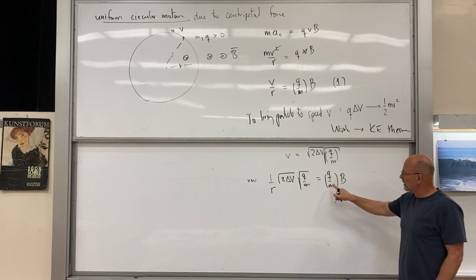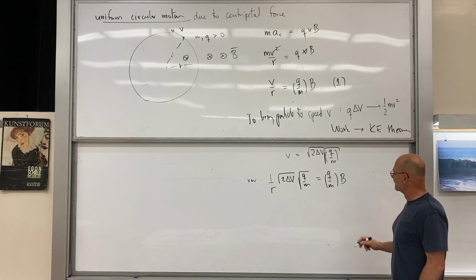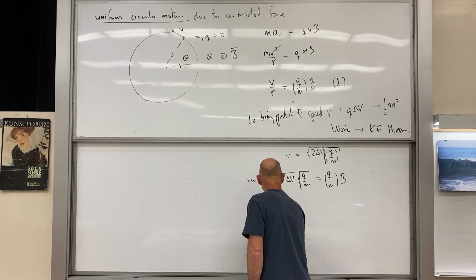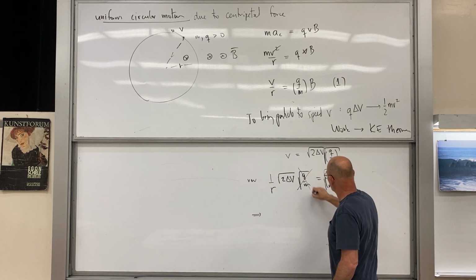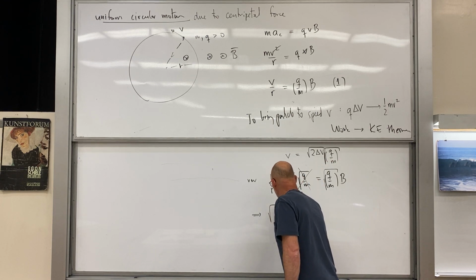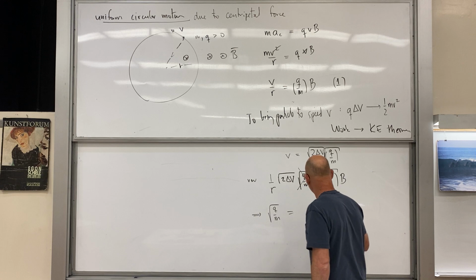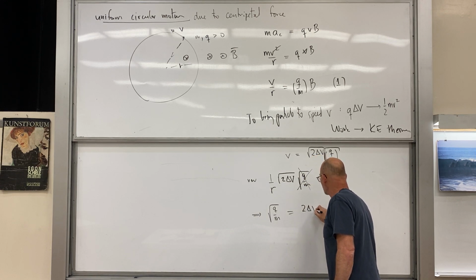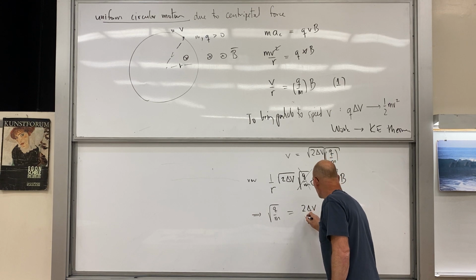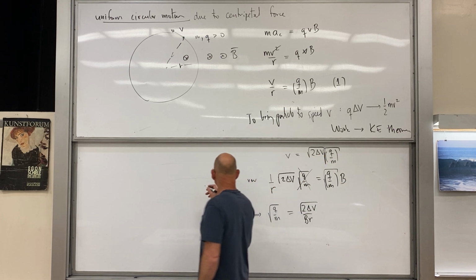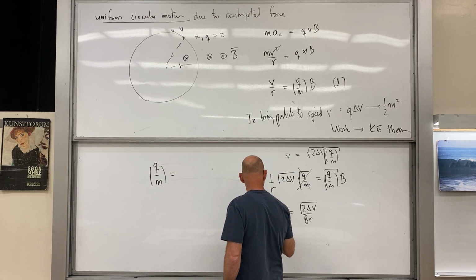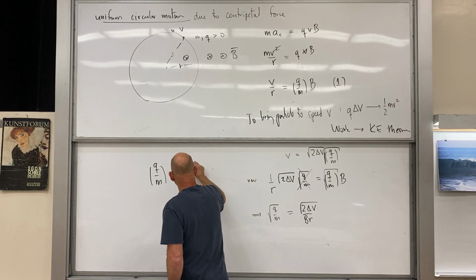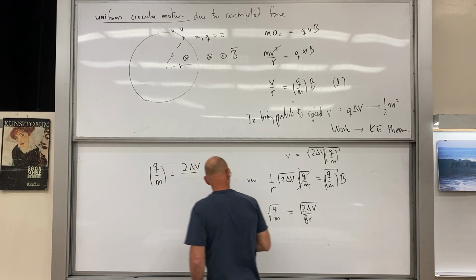What I'm going to do is just solve for Q over M. Well, I can strike this, and now I have a root right there. So root Q over M is equal to root 2 delta V over B times R, and we'll just go ahead and get an expression. So this is what we're looking for, right? This is what our experiment's going to give us: Q over M equals 2 delta V over B squared R squared.